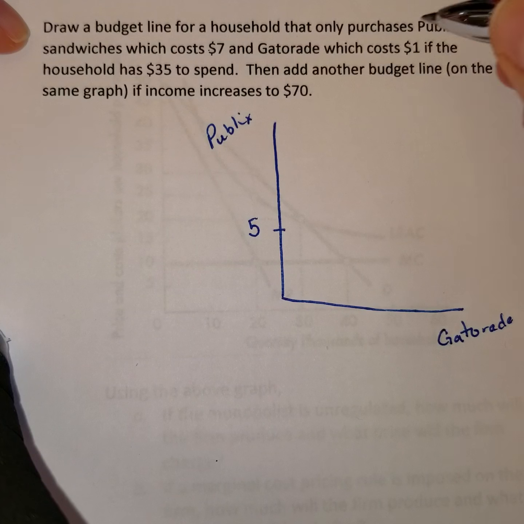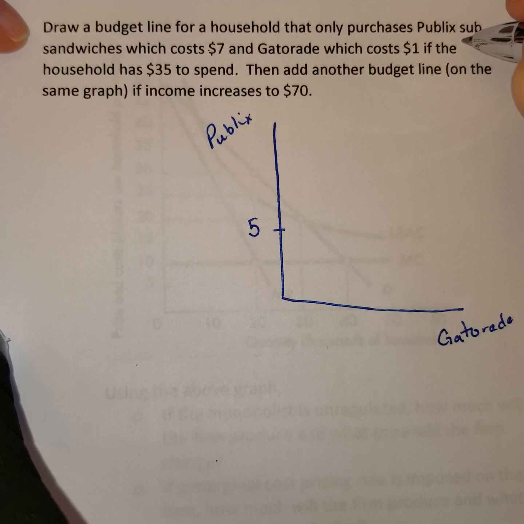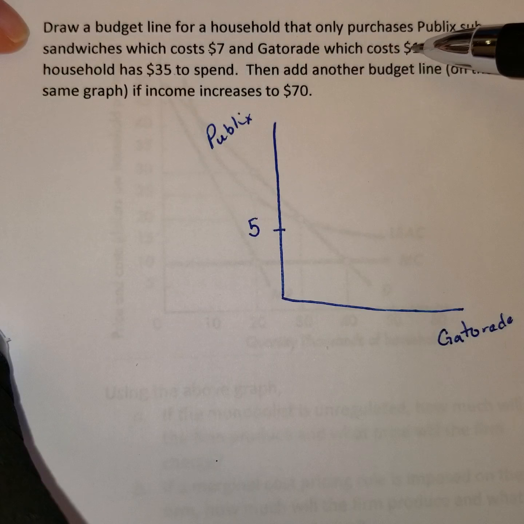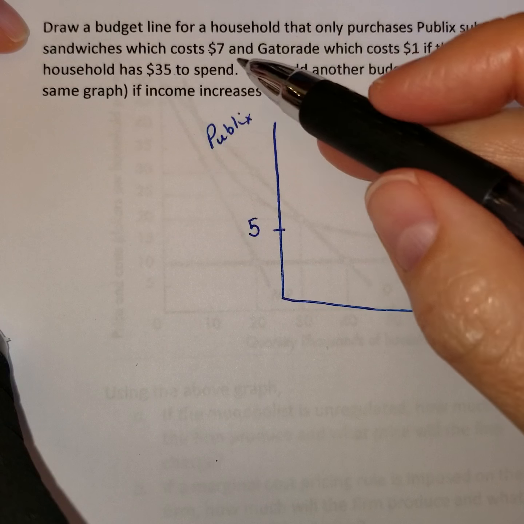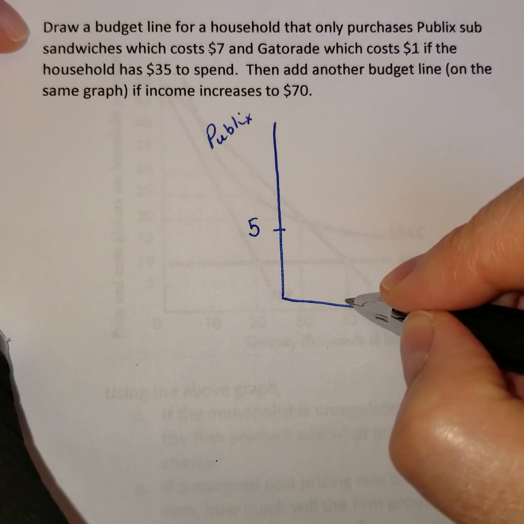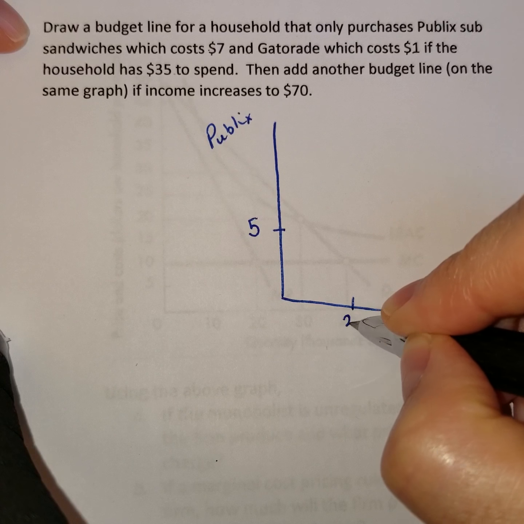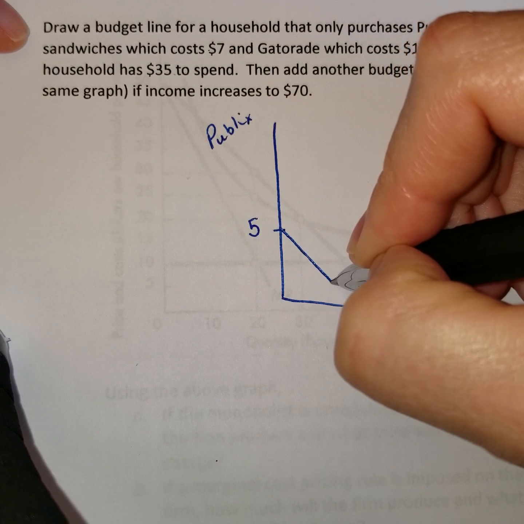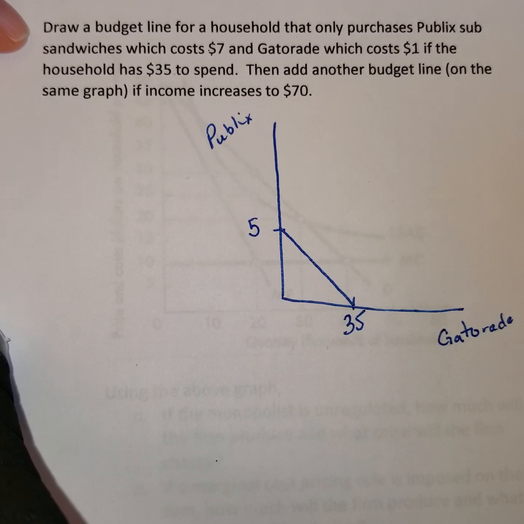So then we also need to figure out what the real income is in terms of Gatorade. And again, it's how much can I afford? And so I have $35 to spend, and each Gatorade costs $1. So if I divide 35 by 1, I can get 35 Gatorades. Okay, so if we just connect those 2 points, that gives us our budget line.